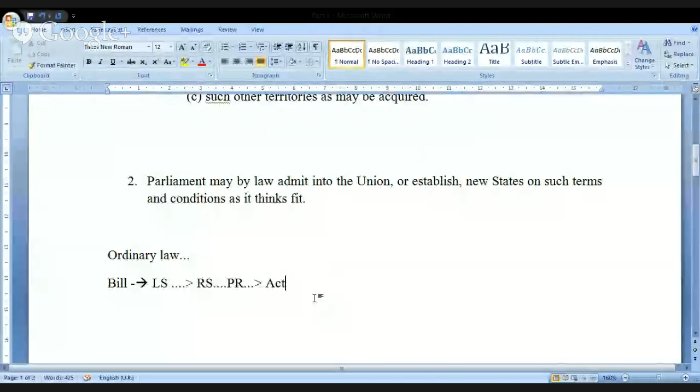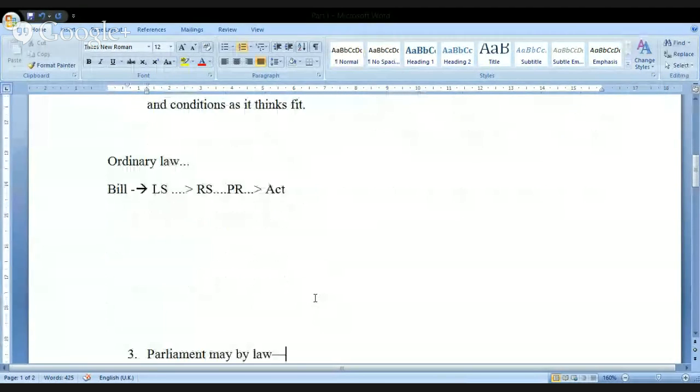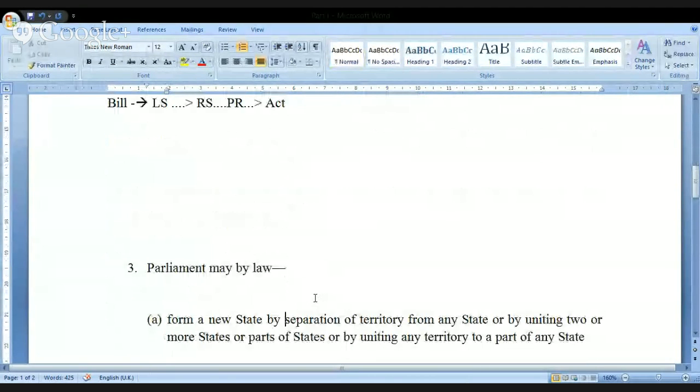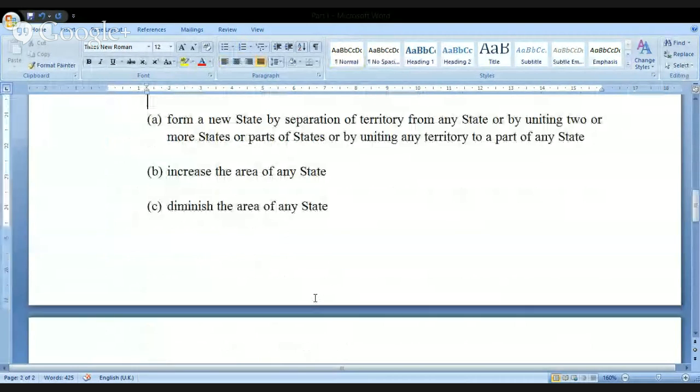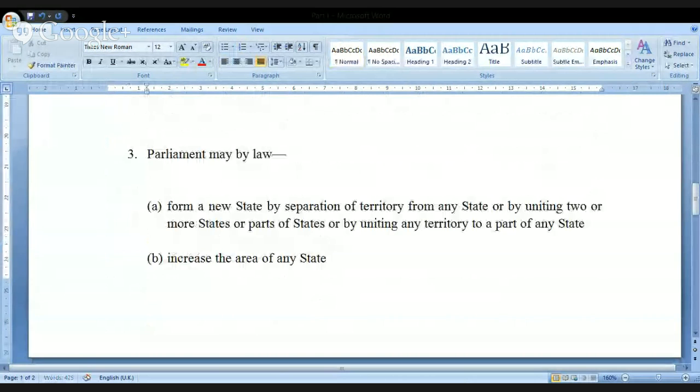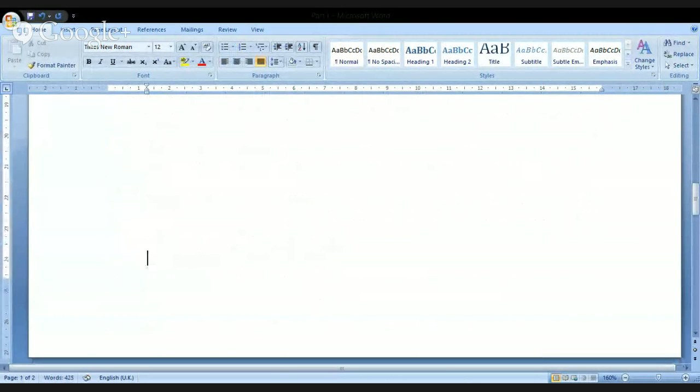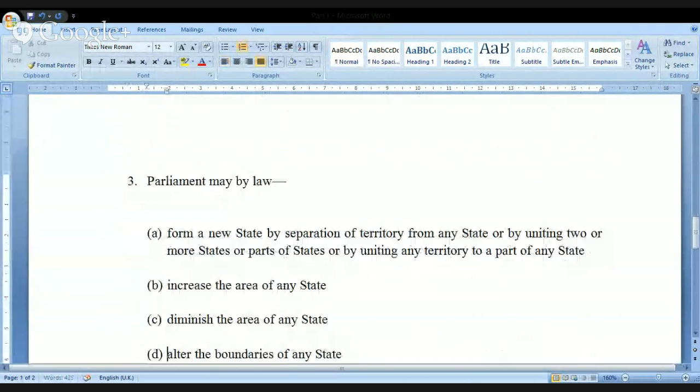Next, I'm going to the other point here. So this is how the ordinary law comes into the picture. Next, I'm going to talk about Article 3 of the Indian Constitution. Let me just put it here. Yeah, now look at this.